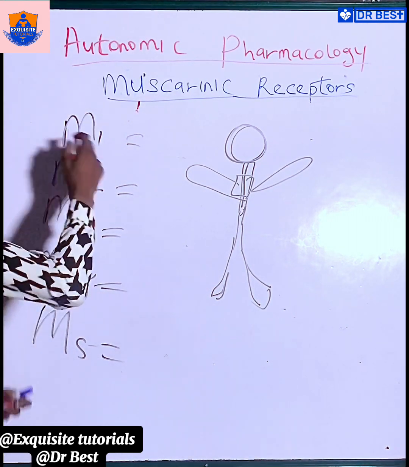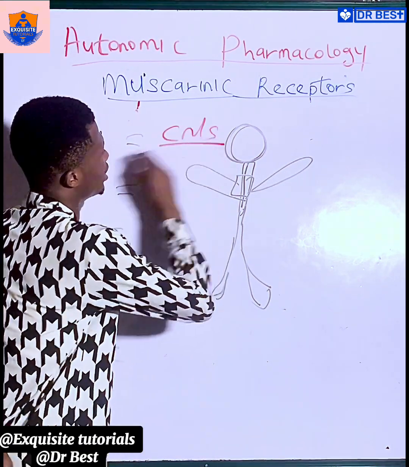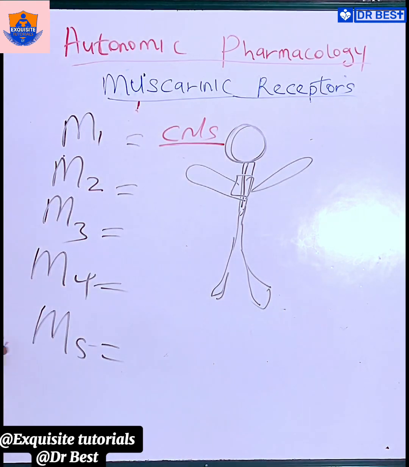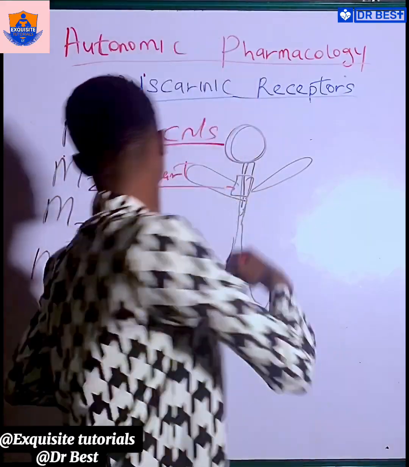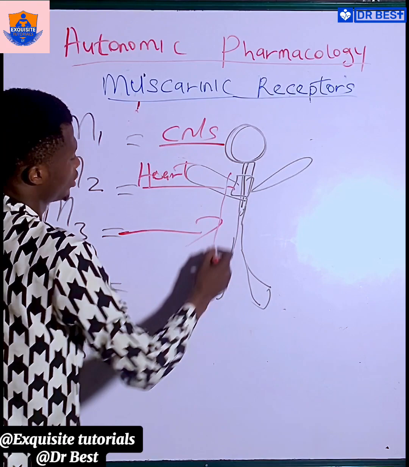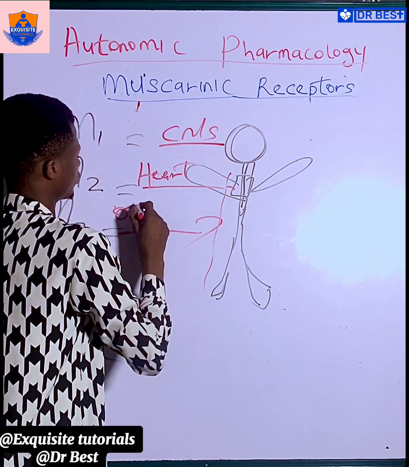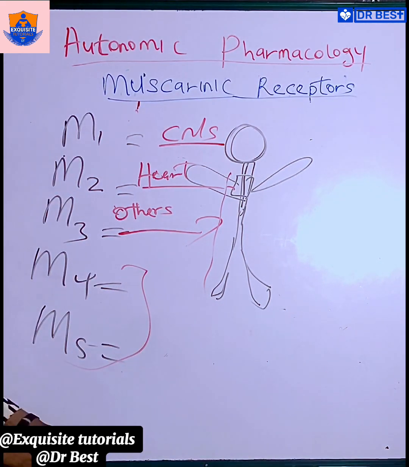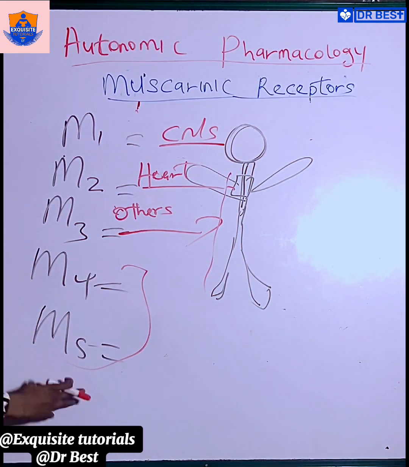Now, M1 receptors are found in the CNS, the central nervous system, right? M2 receptors are found in the heart. M3 receptors are found in other parts of the body. We are not going to be talking about M4 and M5, since not much has been said about them, but we're focused on M1, M2, and M3.